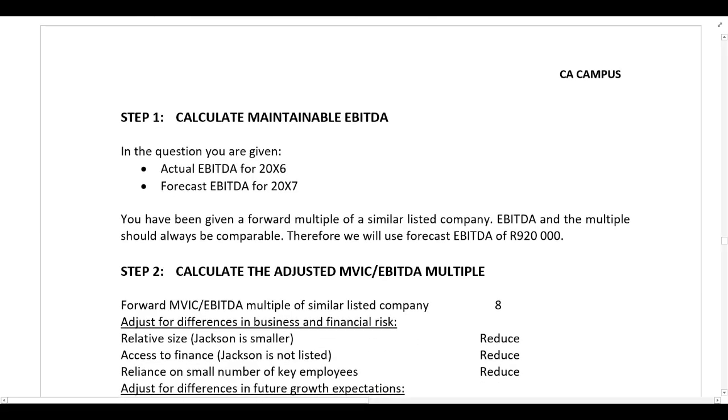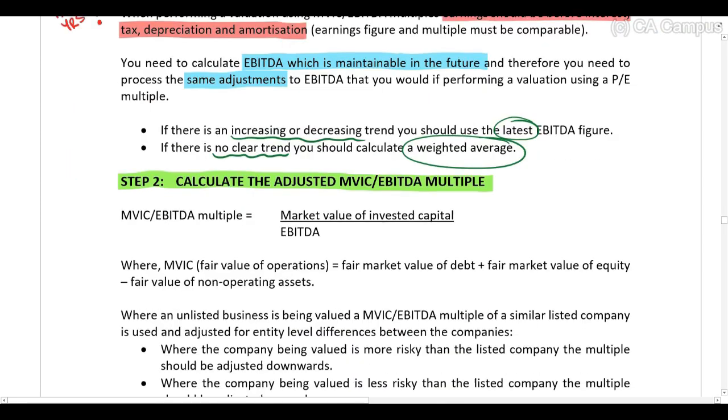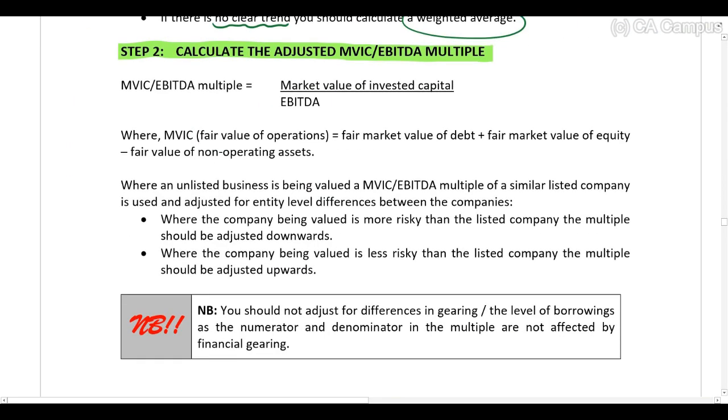So for step 1, we've been given a forward multiple of a similar listed company. So our earnings before interest, tax, depreciation, and amortization and the multiple must be comparable. So we are going to use the forecast earnings of 920,000 Rand in our calculation. The forecast information for 20x7. Then go back to the framework. In step 2, we need to calculate our adjusted multiple.